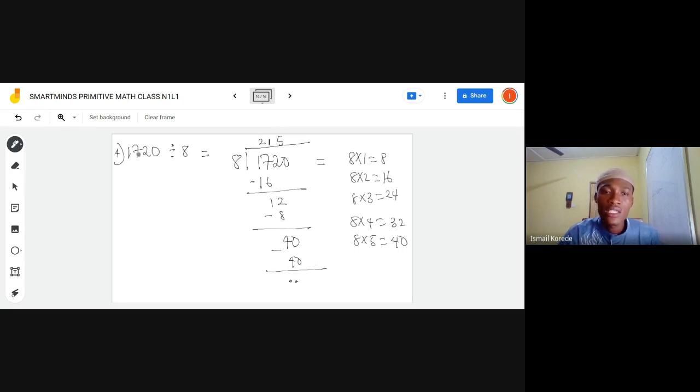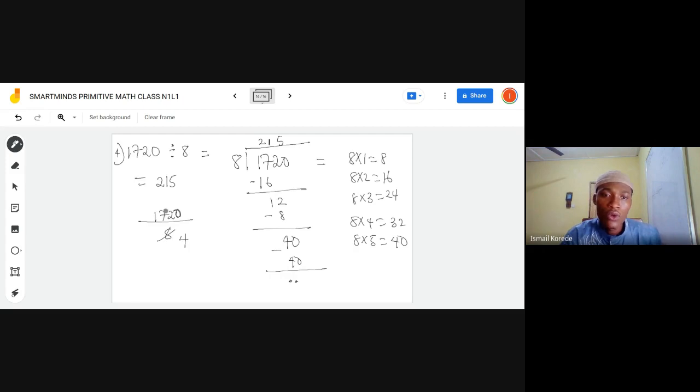So 1720 divided by 8 is 215. So let's use the short division method and see if we are going to get the same answer. So we know 2 can go here. Yes, 2 can go. 2 in 8 is 4. We are sure 2 can go here because 0 is even and 8 is also an even number. The last digit is going to tell us if 2 will go or not.